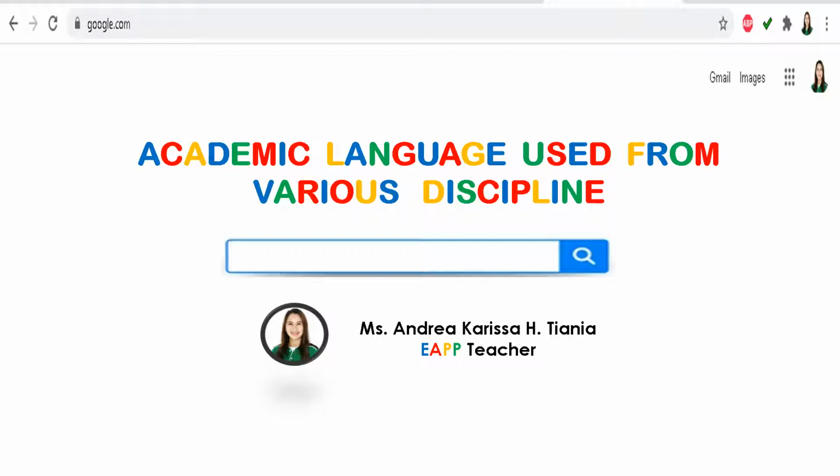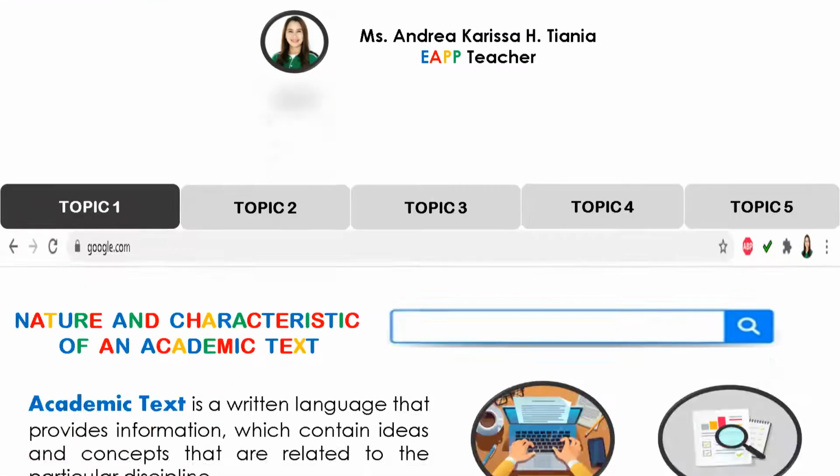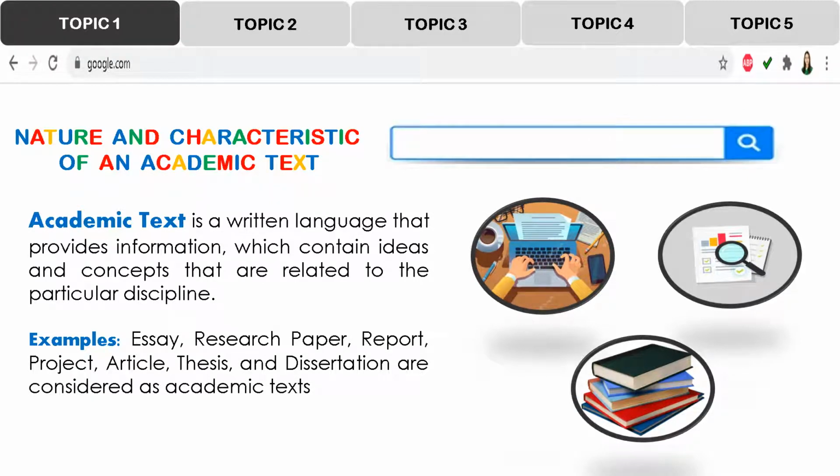In this lesson, we will study the academic language used from various disciplines. Are you ready? Let's get started. Let's begin with the nature and characteristics of an academic text. Academic text is written language that provides information which contains ideas and concepts that are related to a particular discipline. Basically, its main purpose is to inform its audience. Examples of academic texts include essay, research paper, report, project, article, thesis, and dissertation.